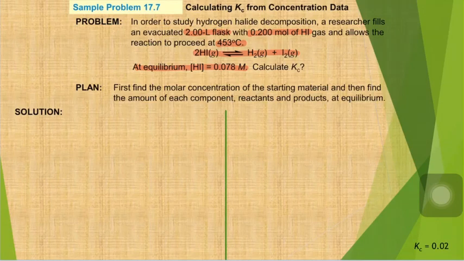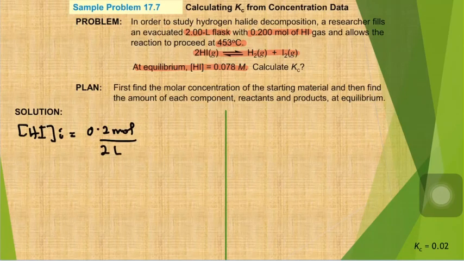and calculate the initial concentration of the HI. So the initial concentration of the HI is equal to 0.2 mole divided by the volume of the container, 2 liters, so we'll get 0.1 molar. And then we construct the ICE table.